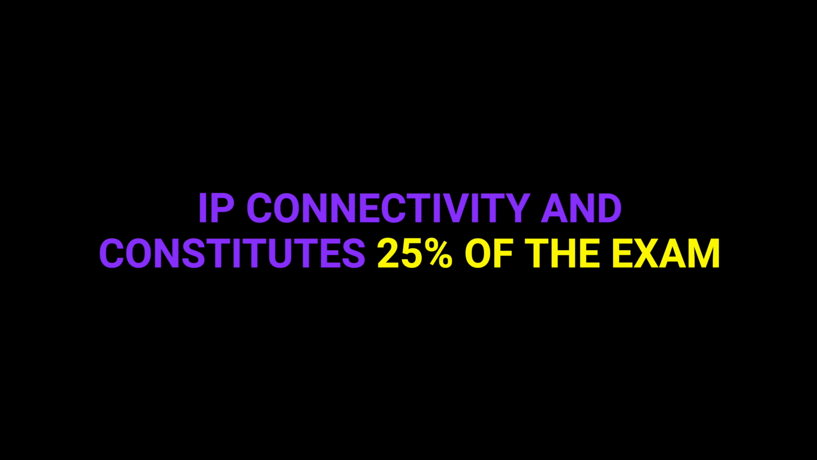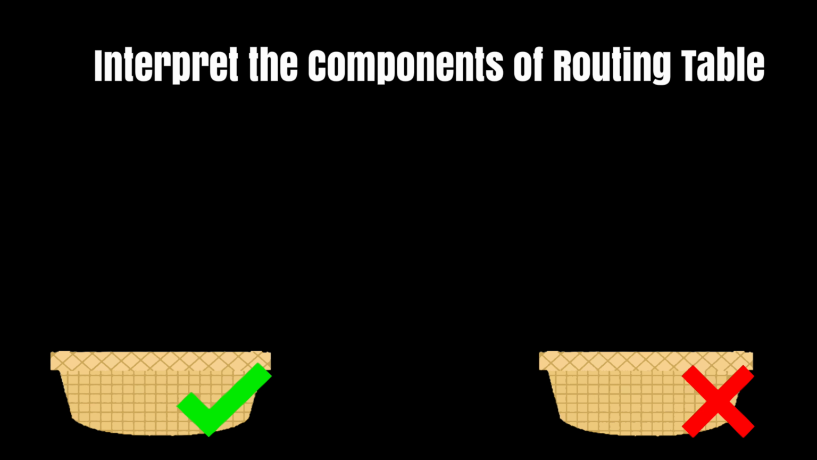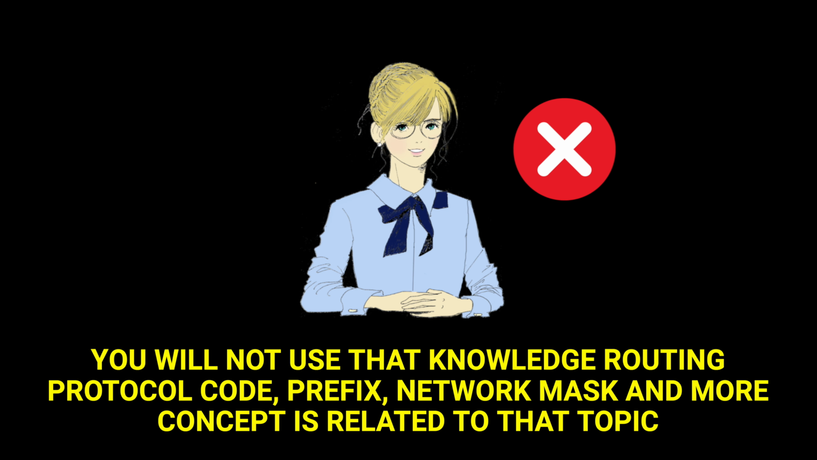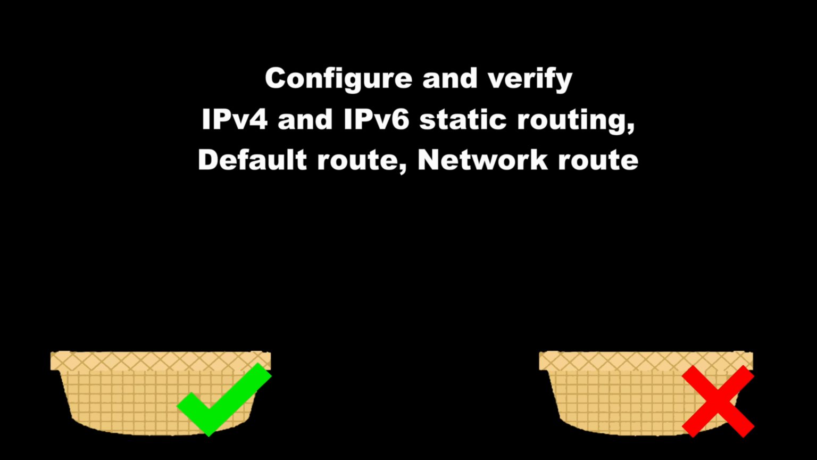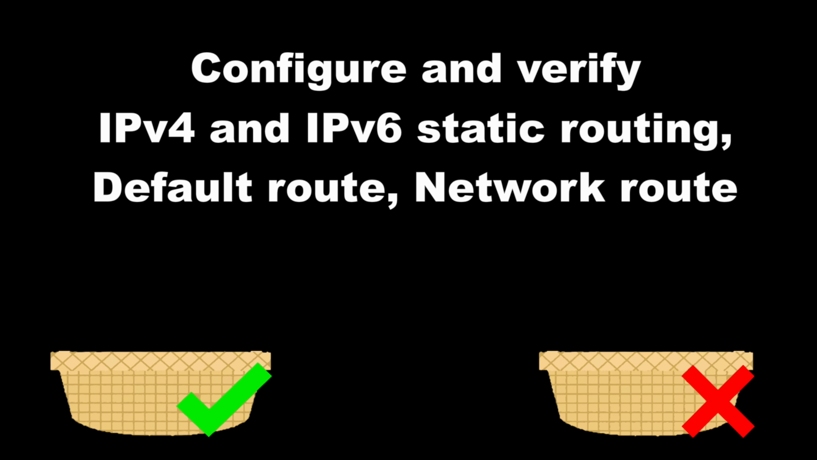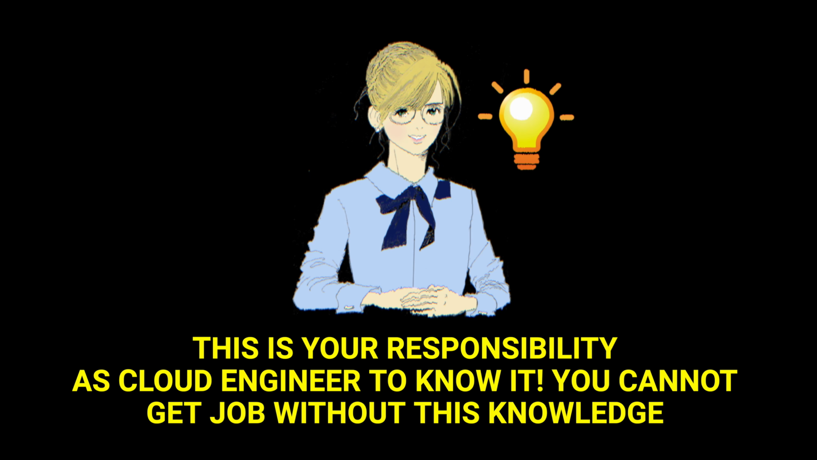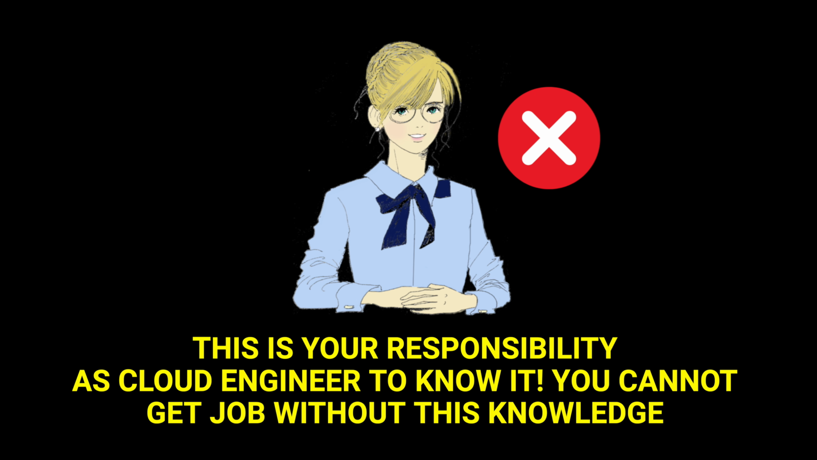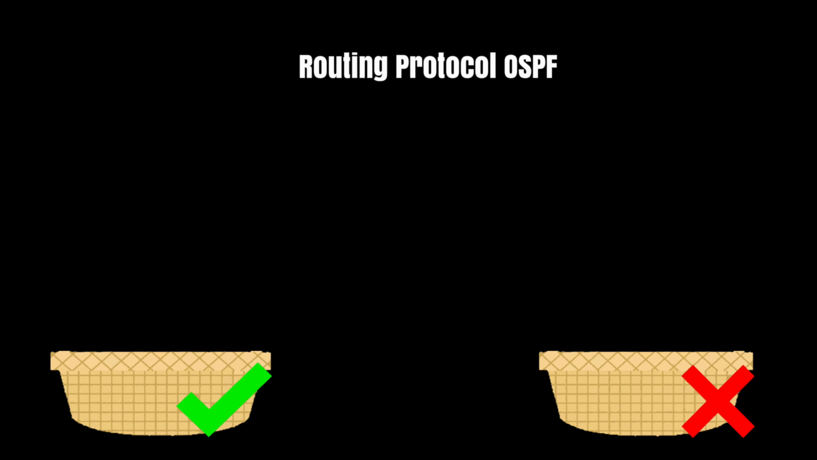Next is IP connectivity, which constitutes 25% of the exam. Interpreting the components of a routing table is for the red bucket. You will not use that knowledge. Routing protocol code, prefix, network mask and more concepts are related to that topic. However, configuring and verifying IPv4 and IPv6 static routing, default route, and network route are for the green bucket. This is your responsibility as a cloud engineer to know. You cannot get a job without this knowledge. Don't study routing protocol OSPF, this is definitely for the red bucket.